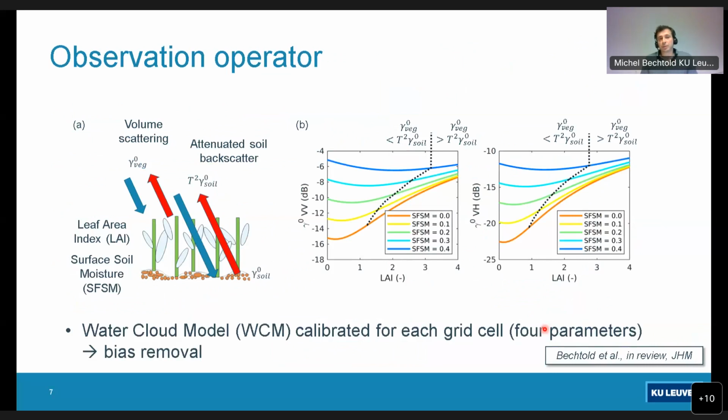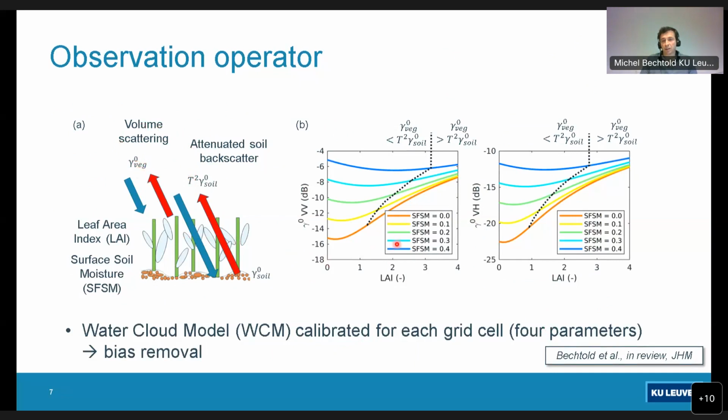So a few words about the observation operator. It's a water cloud model. It's a very simplified backscatter model. It has only 4 parameters, 2 parameters for simulating the soil backscatter and 2 parameters related to the vegetation, simulating the attenuation of the vegetation and the volume scattering of the vegetation.